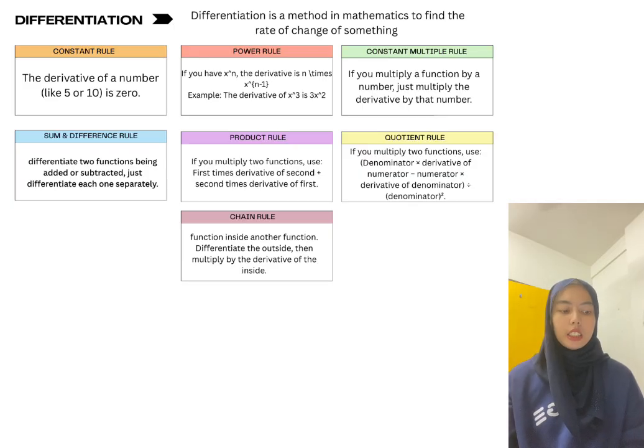Then the quotient rule. If you divide two functions, use the denominator multiplied by the derivative of the numerator, minus the numerator multiplied by the derivative of the denominator, divided by the denominator power of 2. For example, vu prime minus uv prime over v power of 2. Then the last one is the chain rule. For a function inside another function, differentiate the outside, then multiply by the derivative of the inside. For example, x plus 3x power of 2, then power of 2.